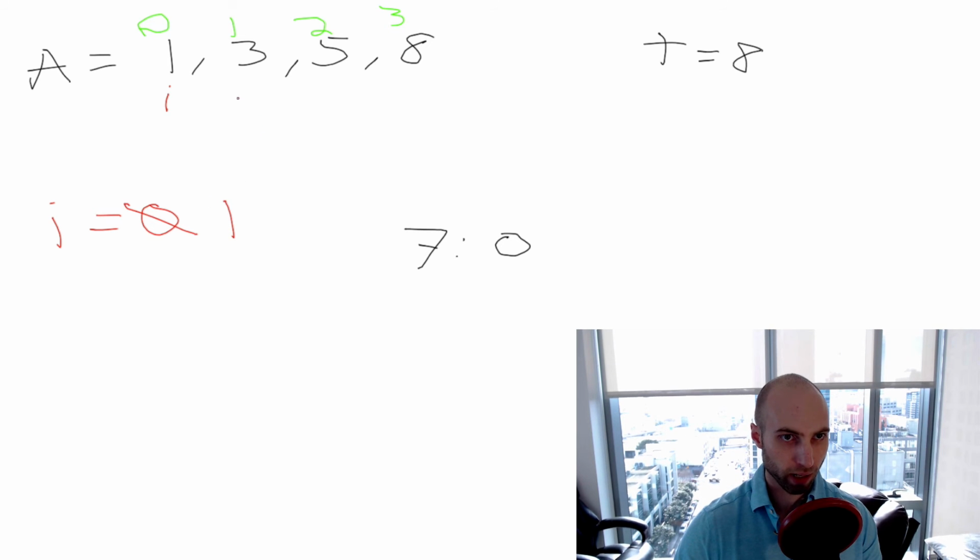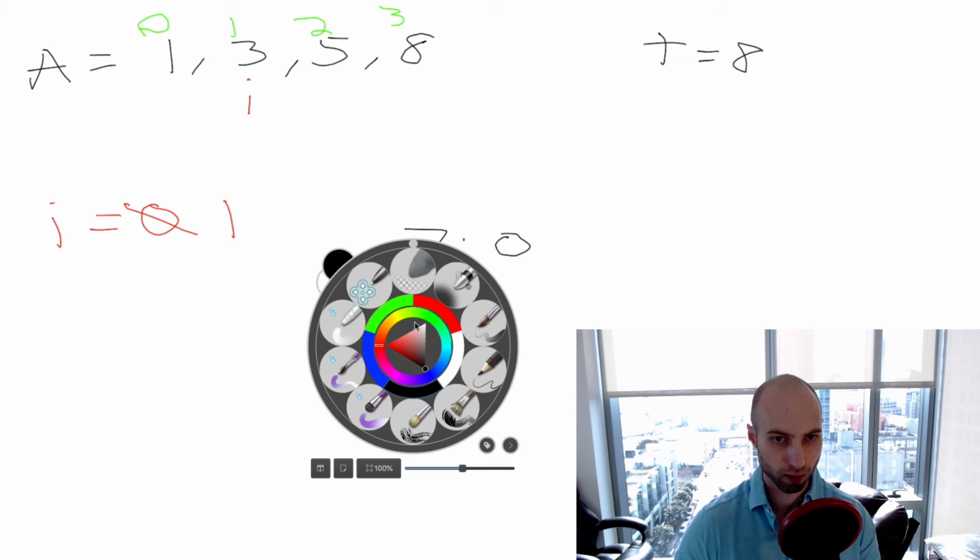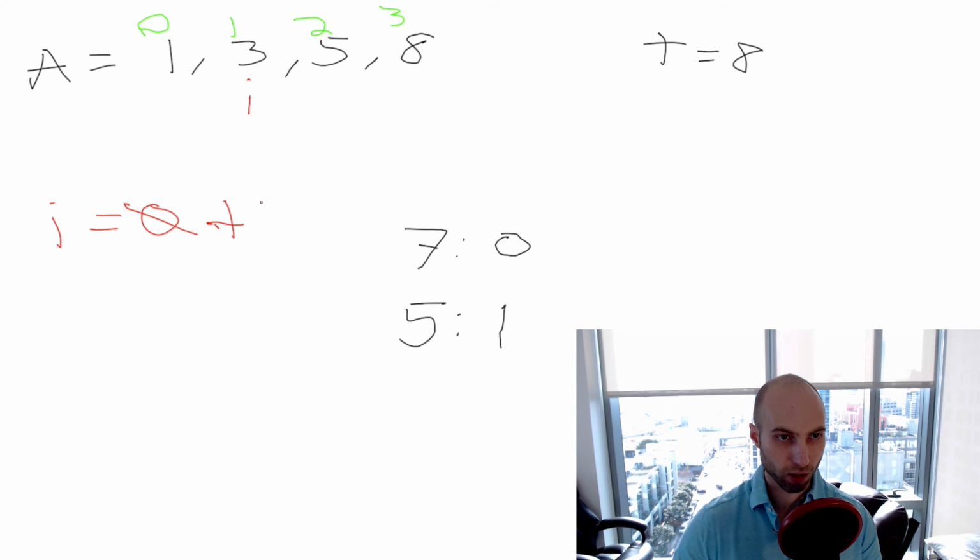And then we increment i. And then for 3, is 3 in the hash map? No, we only have a 7 in the hash map. So what number plus 3 equals 8? Well, that would be 5. So we're going to store that information in the hash map. We'll say if you see a 5 later, its constituent pair is at index 1. And then we increment. So i is pointed here.